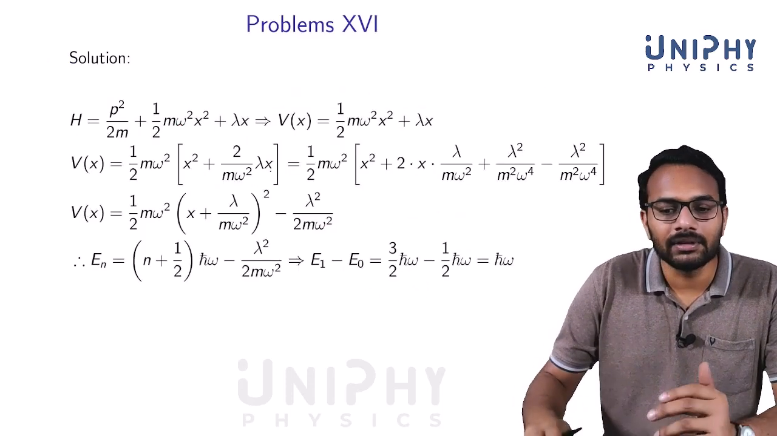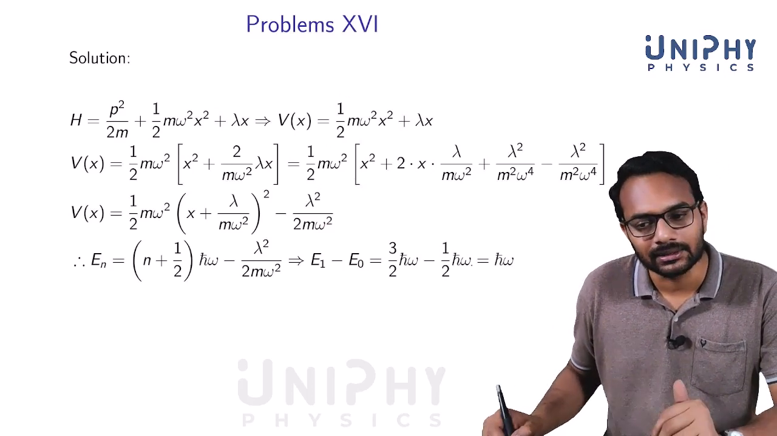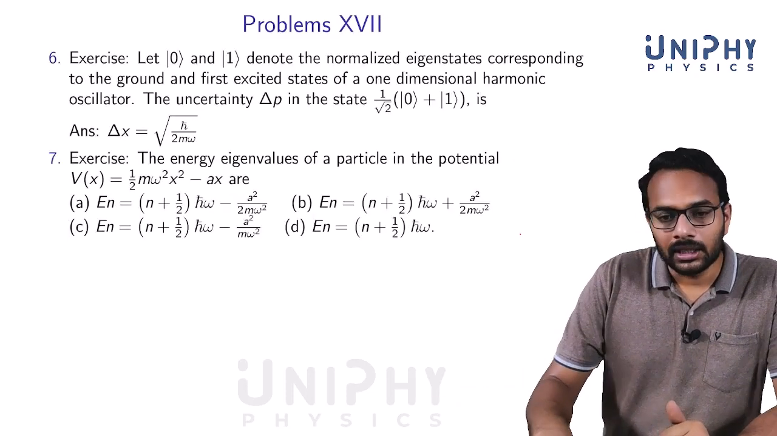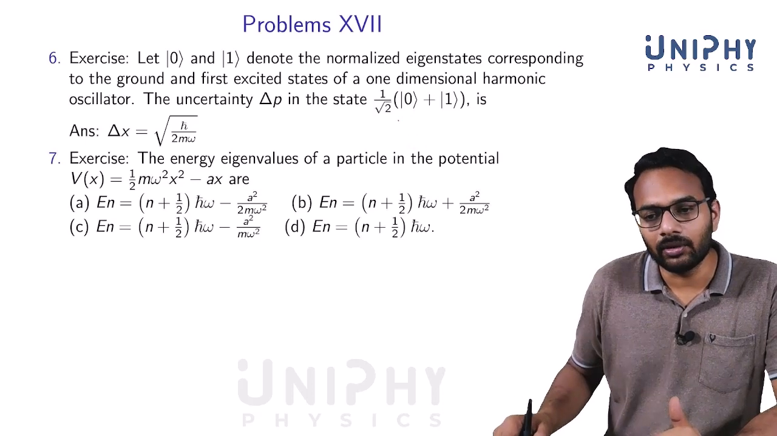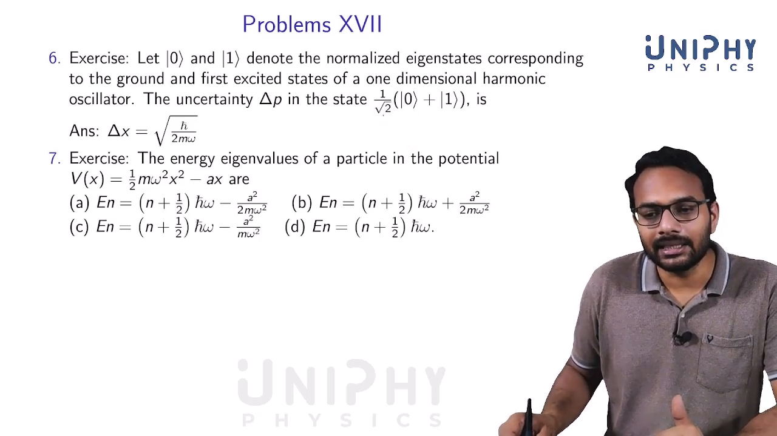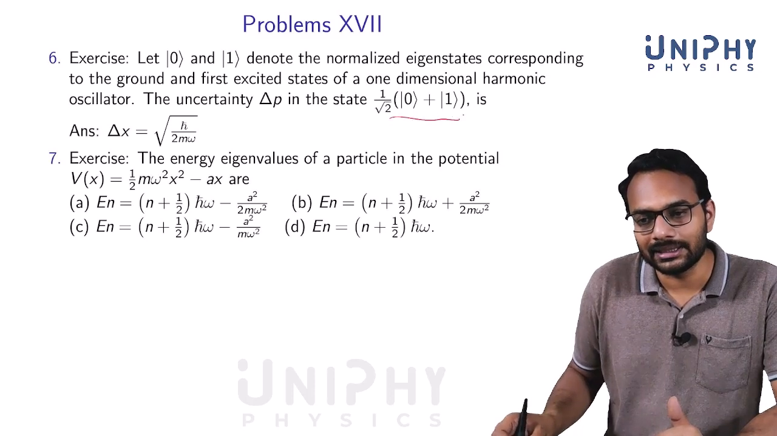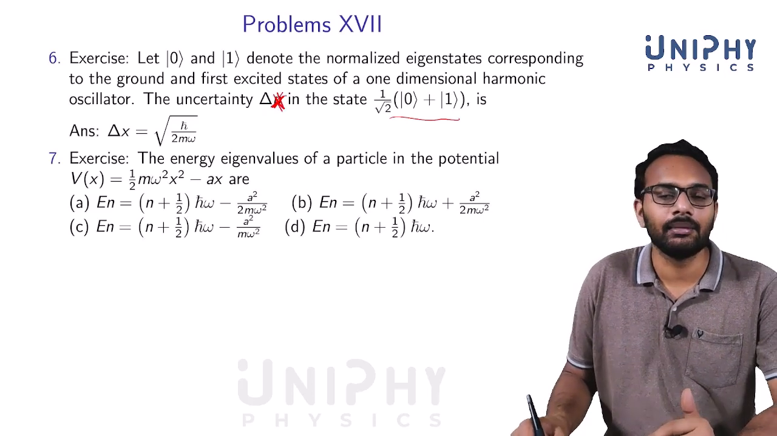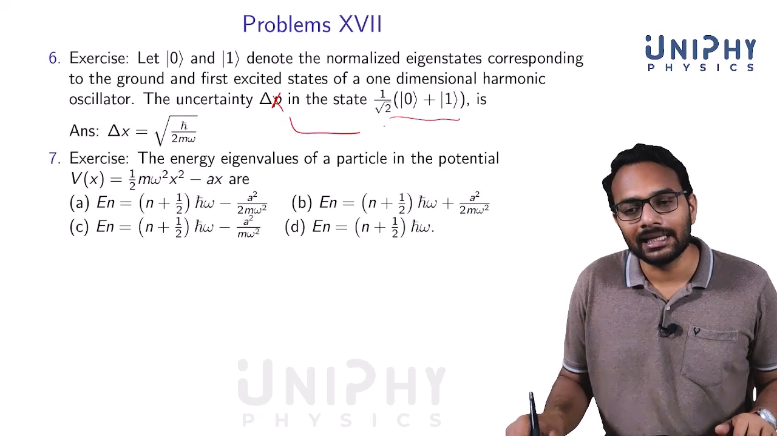Now I've given the detailed calculation here. You can go through that and convince yourself that this is correct. I've also added a few exercises. We already found the uncertainty delta p for this state psi. I want you to find delta x. Correct this question as delta x. Delta p we already found; I want you to find the uncertainty in delta x.